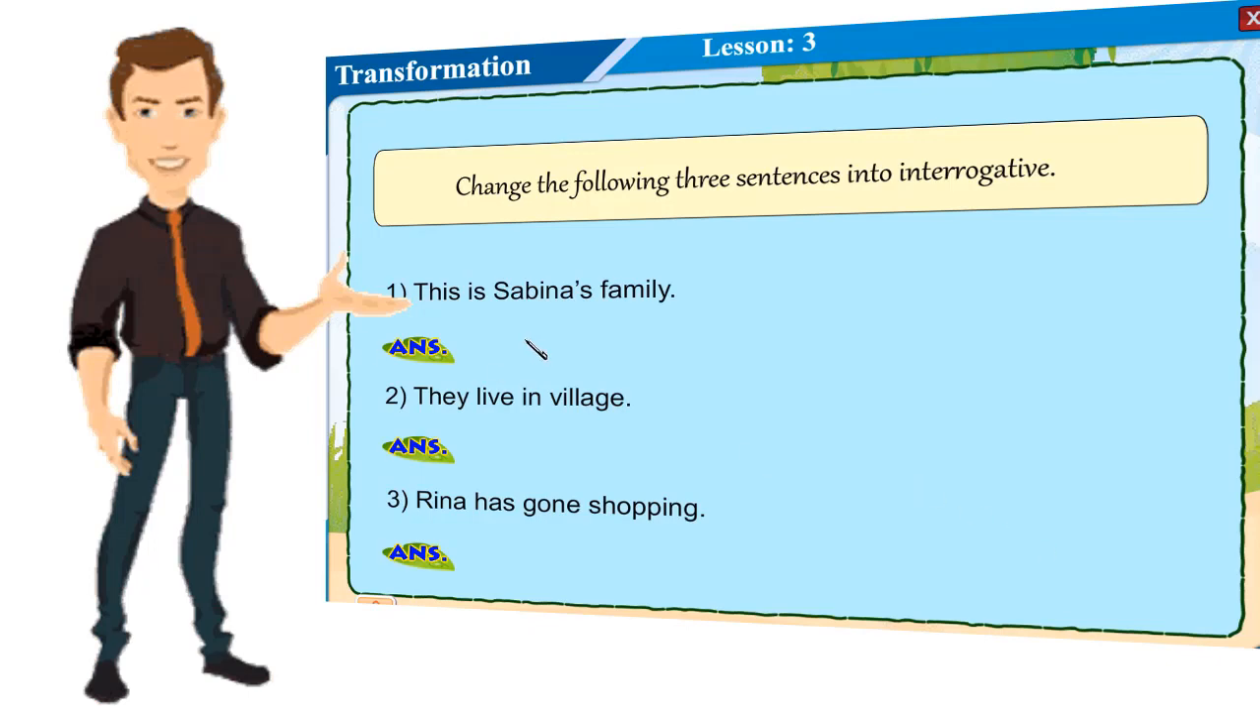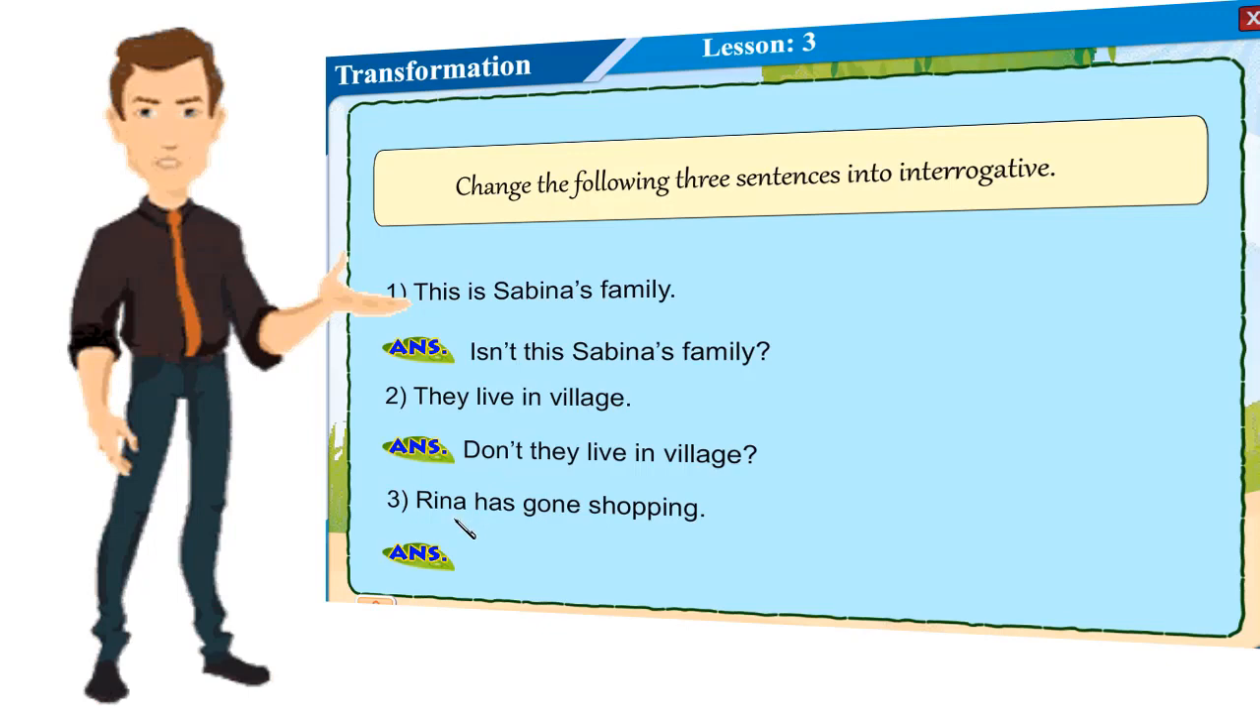Okay, look, this is Sabina's family. So the answer is, isn't this Sabina's family? They live in a village. Answer: don't they live in a village? Look, there is no auxiliary verb, so we bring an auxiliary verb, do, and fix it with not. So it turned into don't.